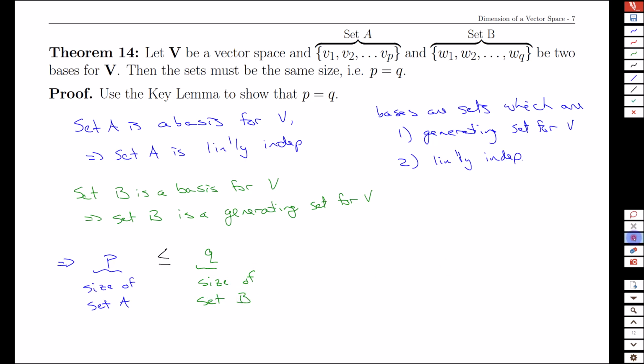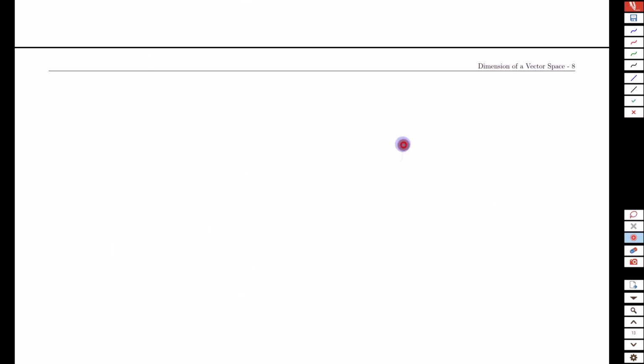I hope you have some glimmer of where this is going. Set A is linearly independent, so the number of elements in it has to be smaller than in set B, because set B is a generating set. But we don't have to put the A and B with that association. Both of these facts are true about both A and B, and so we can simply reverse this and get the same result the other way around.